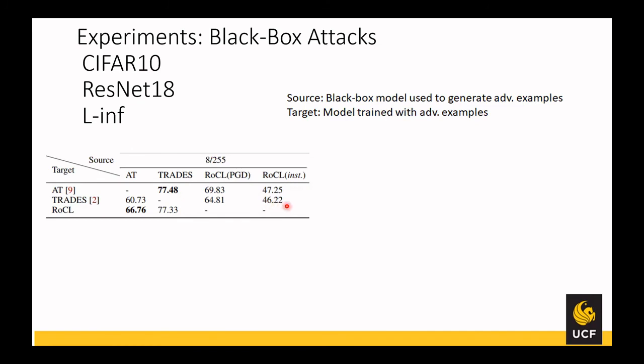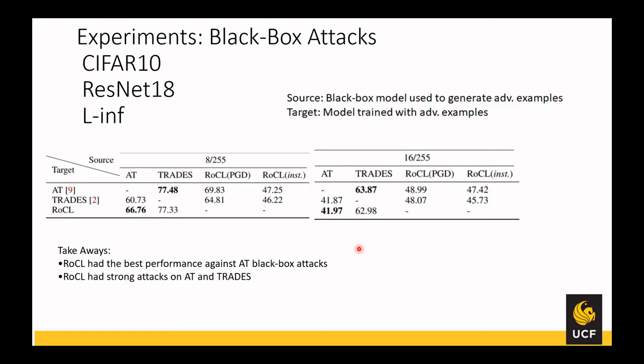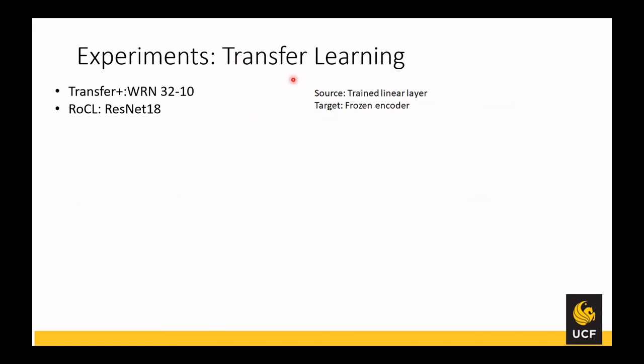And what you can see here for this ROCL, the instance-wise attacks, the accuracy is a lot lower than these other accuracies. And the authors claim here that the ROCL had a strong attack on the AT and the TRADES model. And they replicated this again using a 16/255 epsilon. And again, you can see that ROCL was better than TRADES on the AT black box attack. And it was similar to AT on the TRADES attack. So some takeaways here. ROCL had the best performance against AT black box attacks, and ROCL had strong attacks on AT and TRADES. Next, they did an experiment for transfer learning.